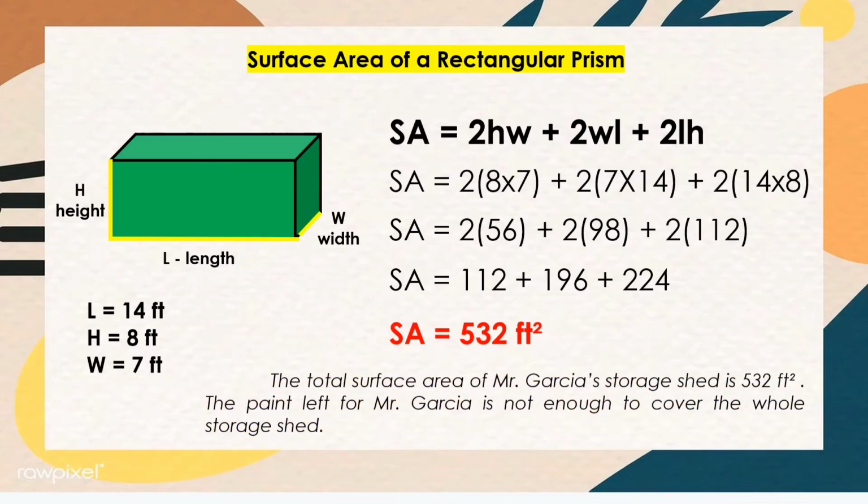So the total surface area of Mr. Garcia's storage shed is 532 square feet. The paint left for Mr. Garcia is not enough to cover the whole storage shed.